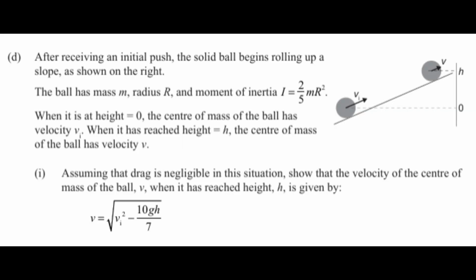Question 3d. After receiving an initial push, the solid ball begins rolling up a slope, as shown on the right. The ball has mass m, radius r, and moment of inertia I equals 2/5 m r squared. When it is at height equals 0, the center of mass of the ball has velocity v_i. When it has reached height equals h, the center of mass of the ball has velocity v. Assuming that drag is negligible in this situation, show that the velocity of the center of mass of the ball, v, when it has reached height, h, is given by v equals square root of v_i squared minus 10gh over 7.